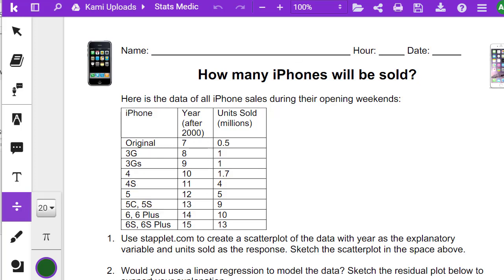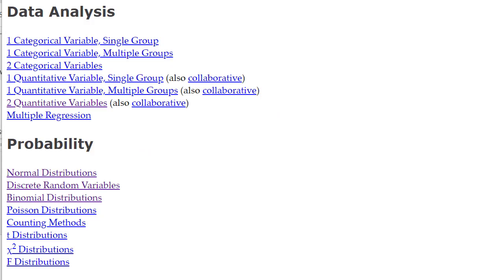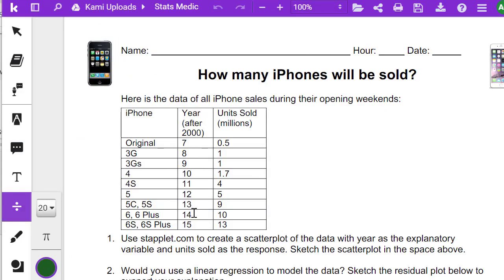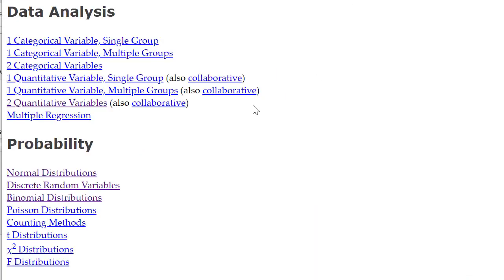First of all, I'm going to create a scatter plot, and we're going to use Statplet. If you go to Statplet, make sure you go to two quantitative variables. Why? Well, there's the first quantitative variable. The year can count as a quantitative variable, and then units sold. I could have used 2007, but it would be kind of weird. So this is just the number of years after 2007, which is fine.